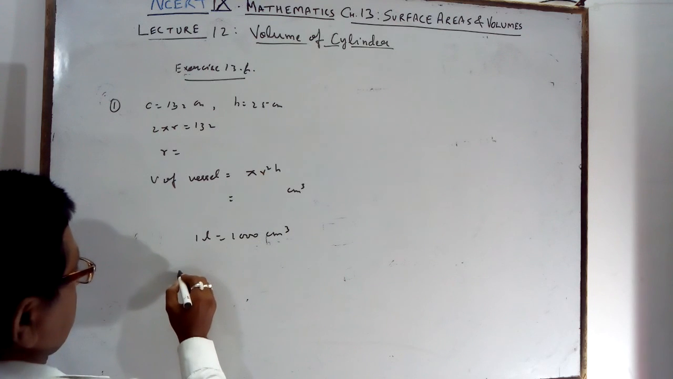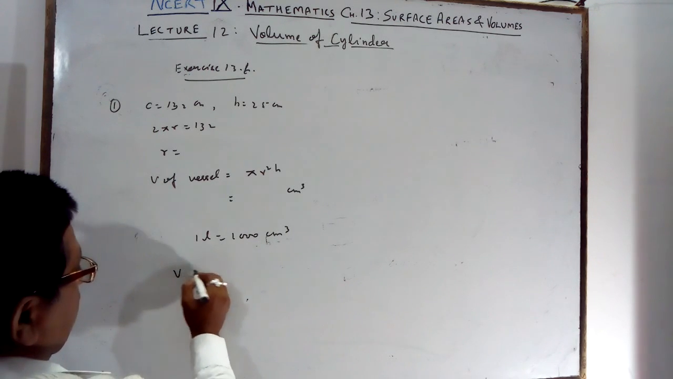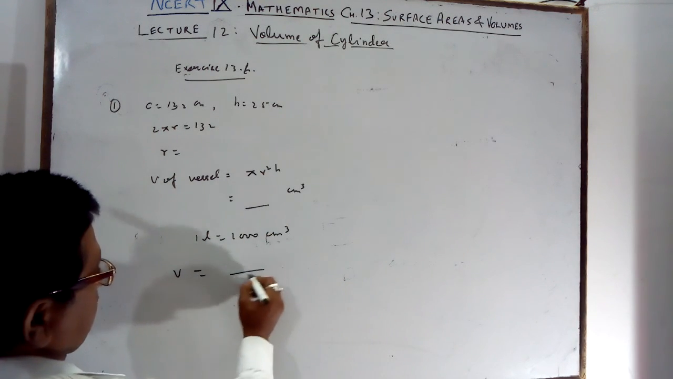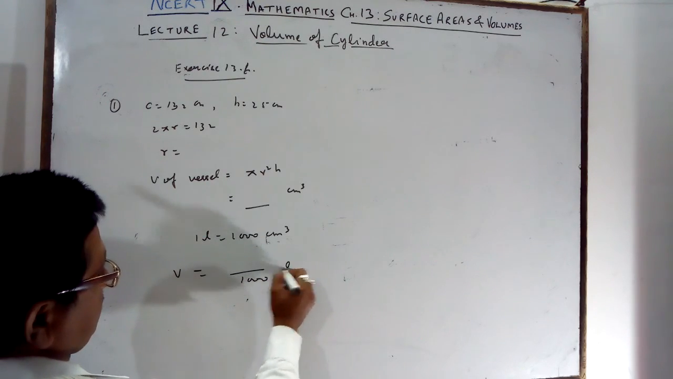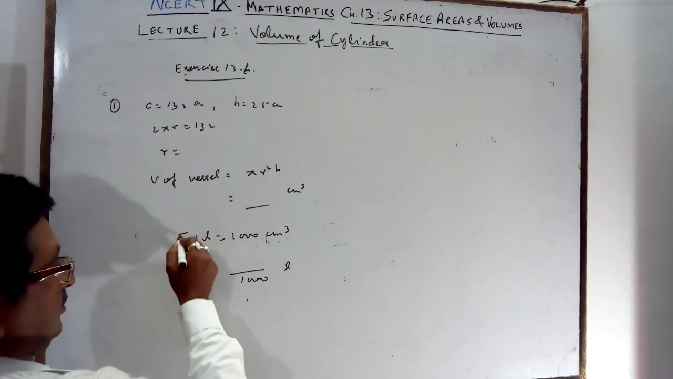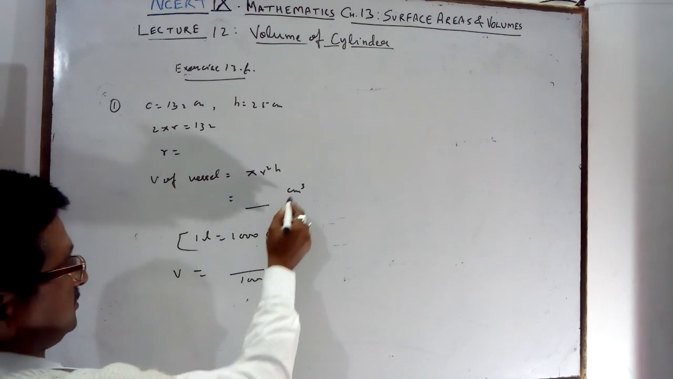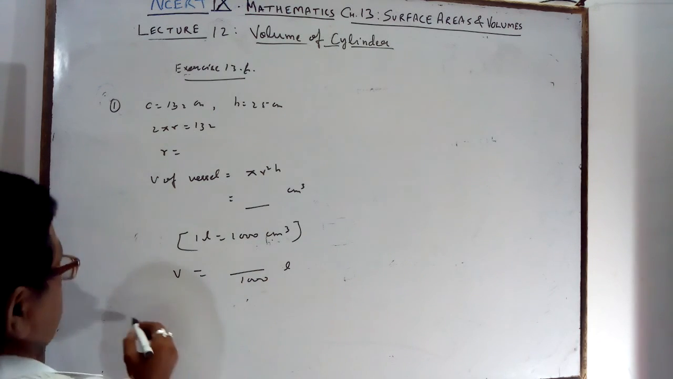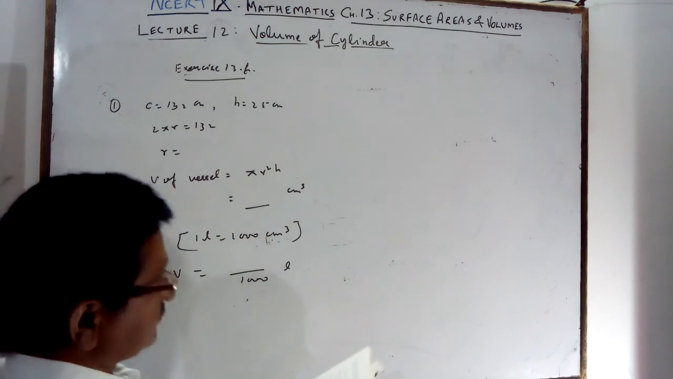So therefore the volume will be, whatever answer you are getting, divide by 1000, you will get the liter. Because 1 liter is 1000 centimeter cube. That you write.